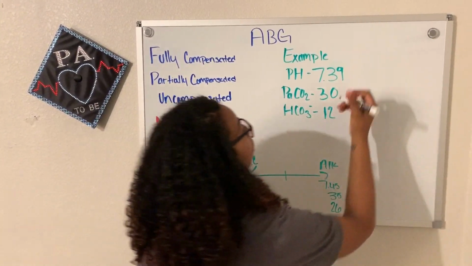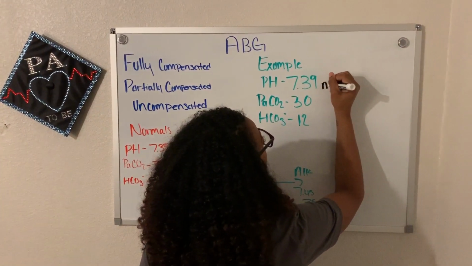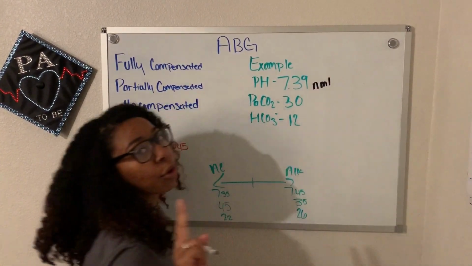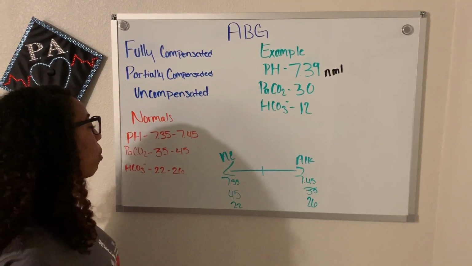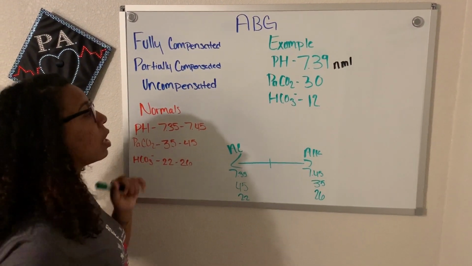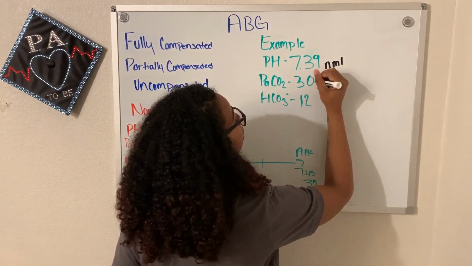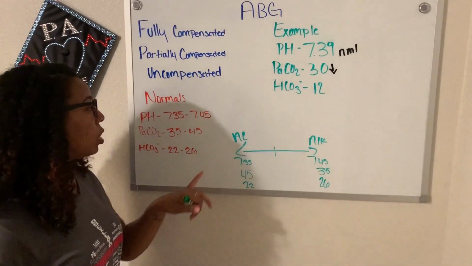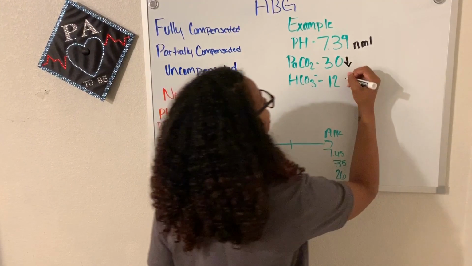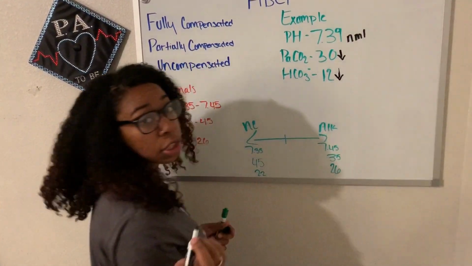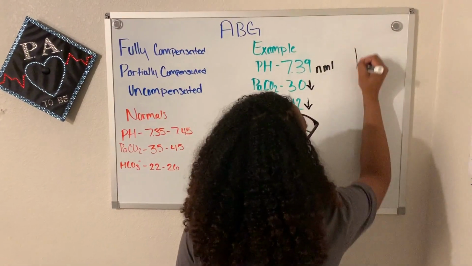So we're going to put the abbreviation NML, normal. Is PaCO2 normal or abnormal? Abnormal. So the value decreased. Put our arrow down. HCO3, decrease or increase? It decreased. So let's draw our tic-tac-toe out.